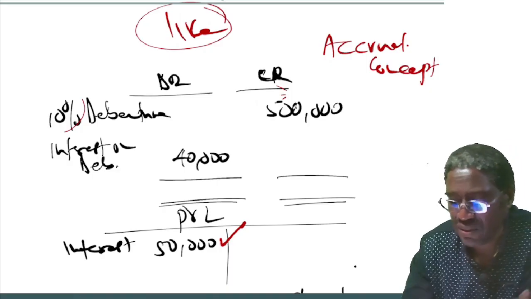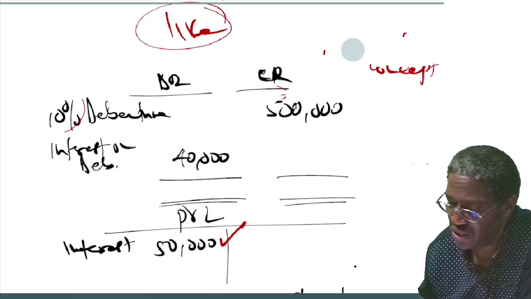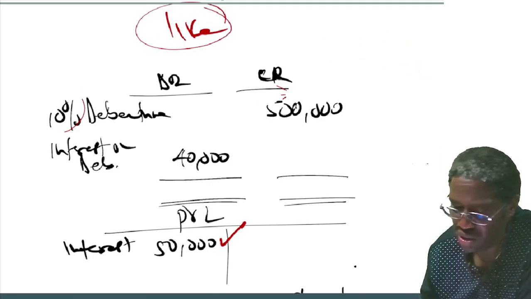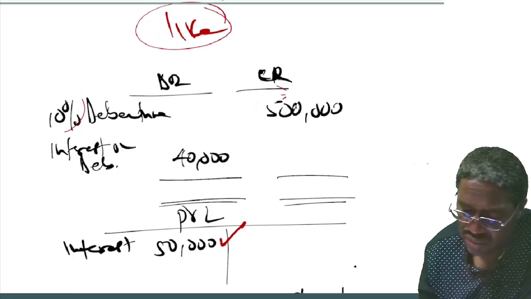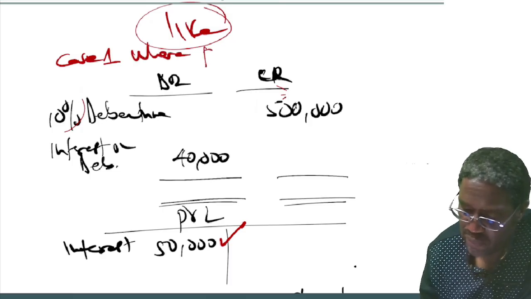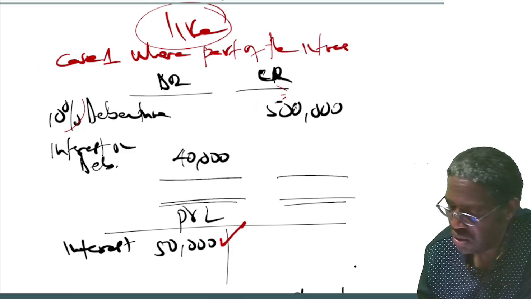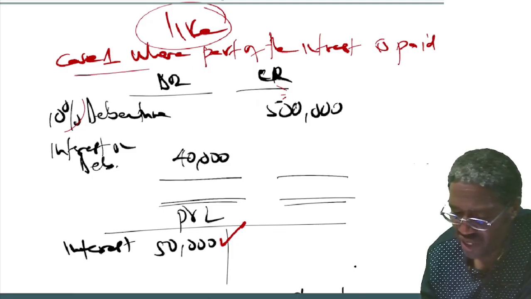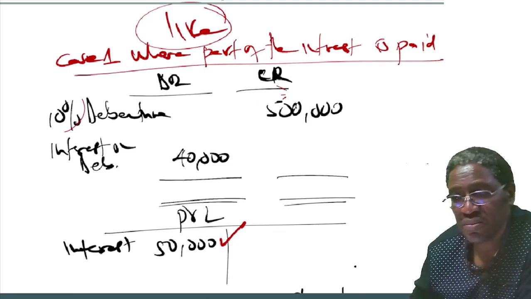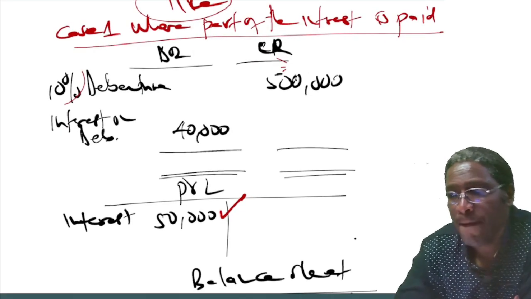Then under that, we want to put down the summary note in form of an illustration. Call this one case 1, where part of the interest is paid. Call it that way, where part of the interest is paid.